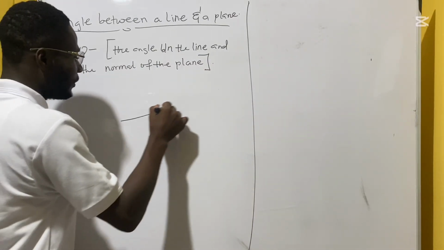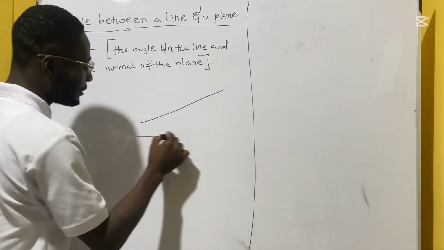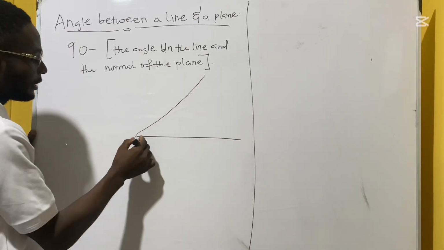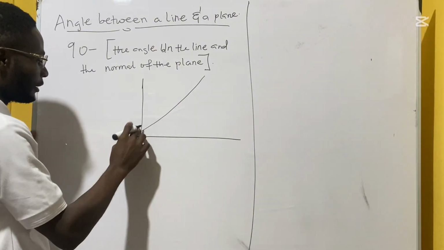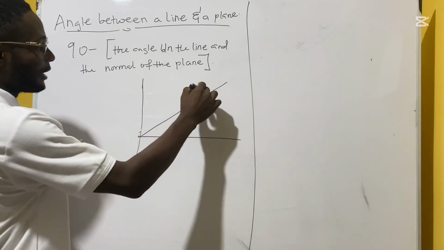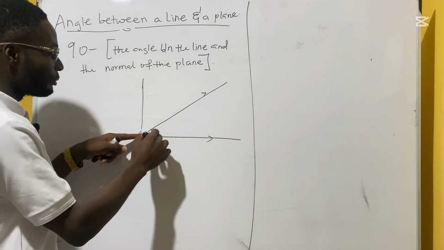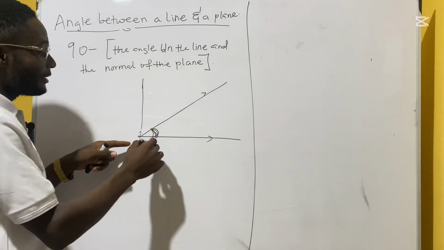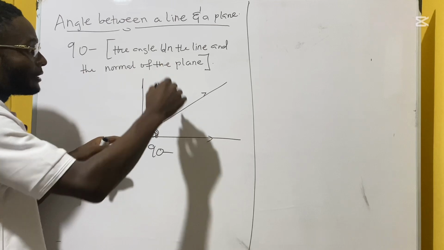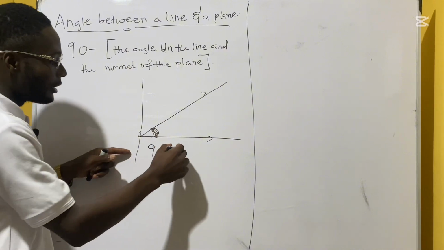for instance, this is a line and let's say this is a plane. So this is what we have. This is the line, and this is the plane, and you want to take the angle between these two. Then you have to take 90 minus the angle that is between the line and the normal of the plane.